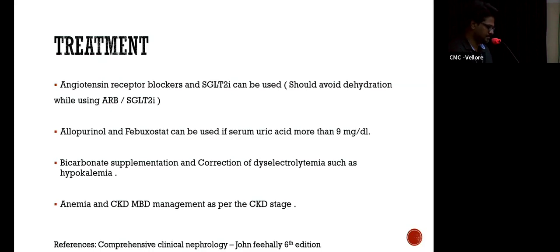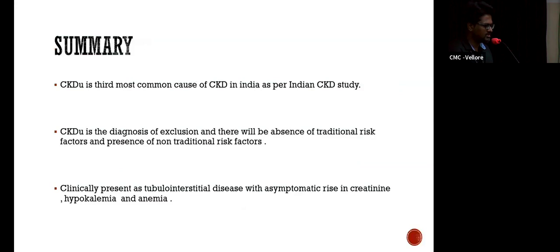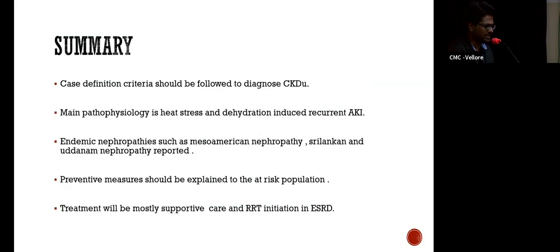So summary, CKDu is the third most common cause of CKD in India as per the Indian CKD study. So CKDu is a diagnosis of exclusion, and there will be absence of traditional risk factors like diabetes and hypertension, and there will be a presence of non-traditional risk factors like heat stress, pesticide exposure, etc. Clinically, the patient presents as tubulointerstitial disease with asymptomatic rise in creatinine, hypokalemia, and anemia. So the case definition criteria should be followed to diagnose CKDu.